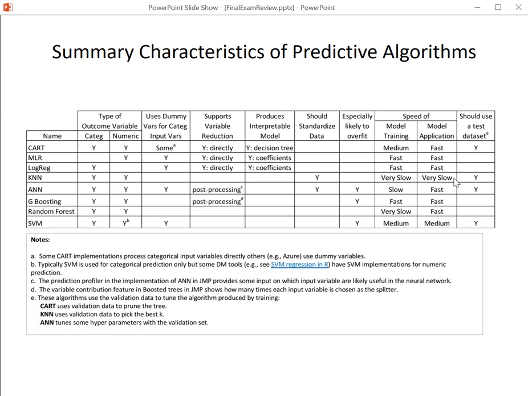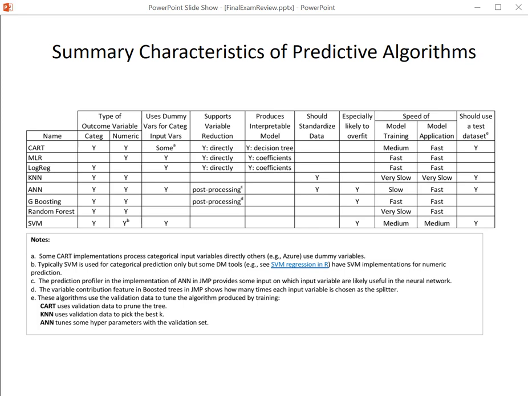So generally for KNN, we only tend to do that when we have smaller data sets and we don't have a very large volume of columns, because those things will slow us down. If we have lots of records and we have lots of columns, KNN, its Achilles heel is its slowness.